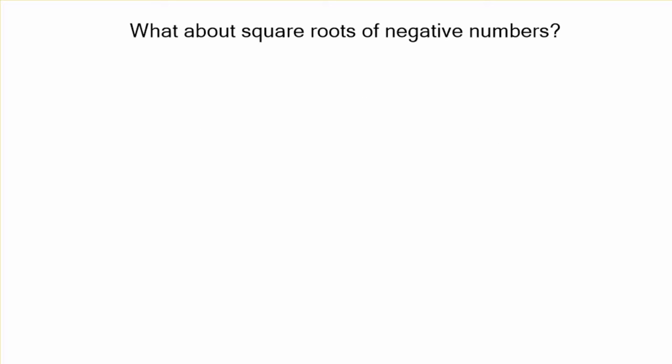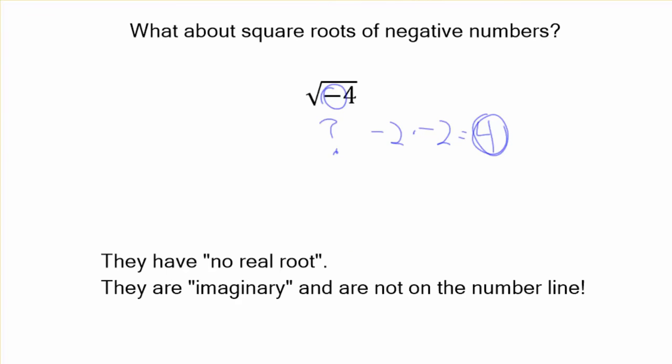But what about square roots of negative numbers when the negative is underneath the radical sign? Well, let's try a number, maybe -2. Well, no, because -2 times -2 is going to give you positive 4. You're not going to be able to find a negative number when you square something. The truth is there is no real root.